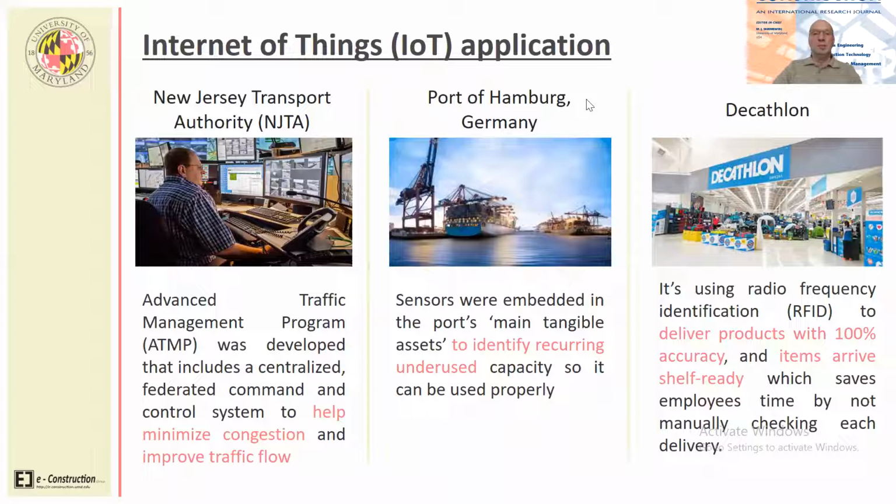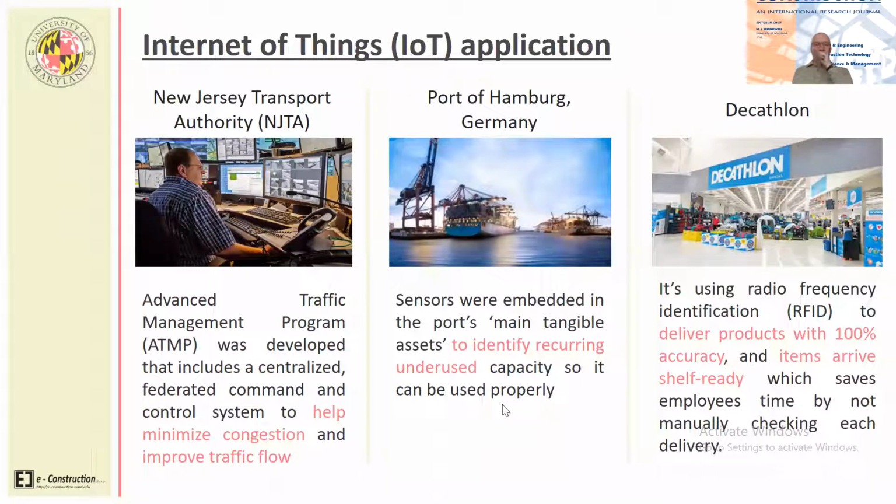So, various applications. This is a New Jersey Transport Authority in the US, just very close to New York City. An advanced traffic management program was developed that includes a centralized federated command and control system to minimize congestion and improve traffic flow. This is actually part of the New York and New Jersey Transportation Authority. The city of New York, the whole agglomeration, is approximately 20 million people. So traffic improvements are hugely important.